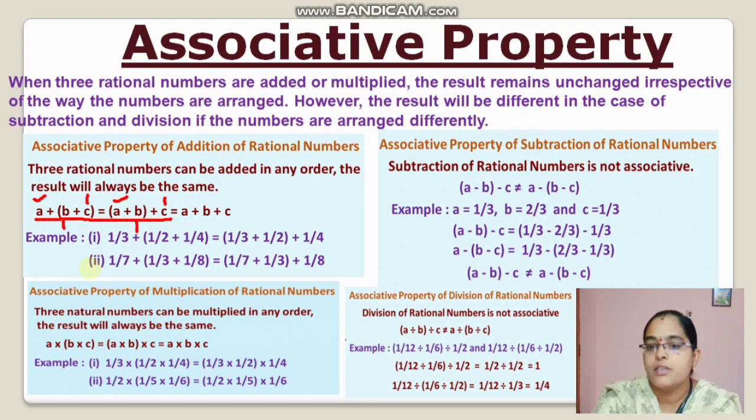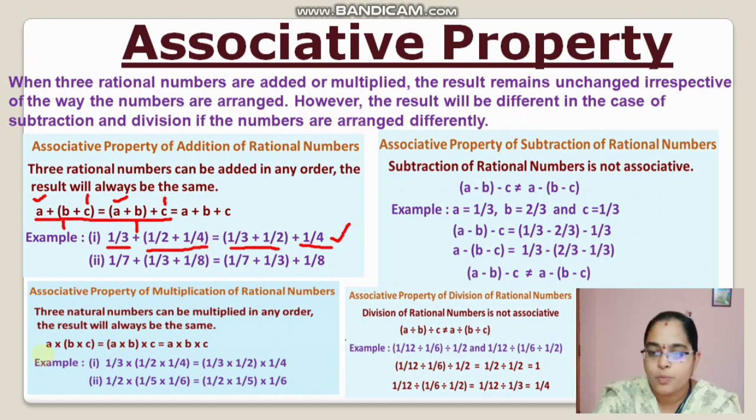So what are we doing? If you observe this example, see how we solve these two examples. First we need to add 1/2 and 1/4, and to that result we add 1/3. In this case, first we add 1/3 and 1/2, and to this result we add 1/4. In these two cases the answer will not change. The result will not change. So if we change only the brackets, then also the result will not change. So this property we call the associative property.